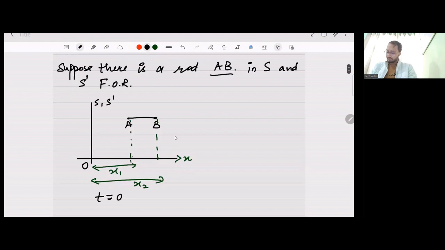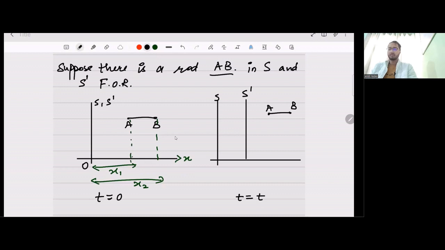Now see, what do we have? This is another situation where the frame has moved, at some particular time t. This is the S frame and this is the S dash frame, and the road AB is here. Now this road we will measure with respect to S and with respect to S dash. With respect to x, this is x1 and this is x2. But if I measure with respect to S dash, then this is x1 dash and this is x2 dash.